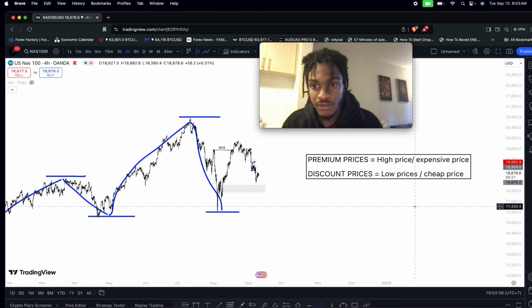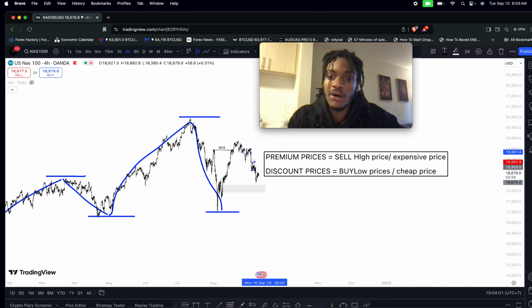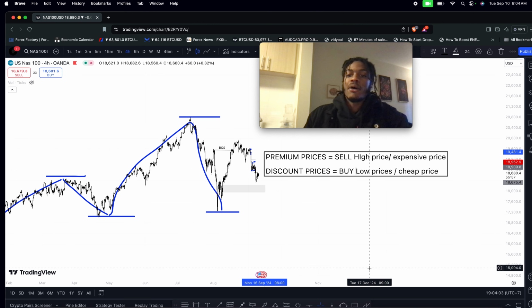Okay, so if you can write down what I just wrote on the screen: premium prices equals high price, expensive price. And then I'm going to write sell here so you guys can see it too. Sell high price. Sorry, it's weird. Sell high price. Okay, so that's buy low price. So write this down: buy at discount prices, sell at high prices, expensive prices.